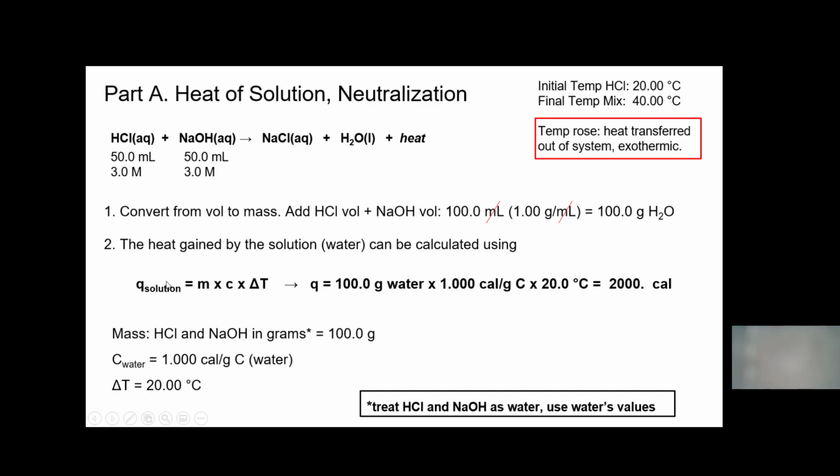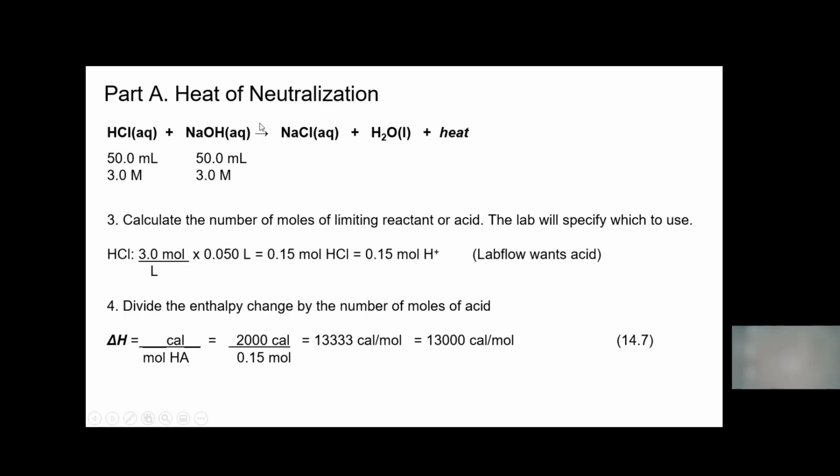Now I'm going to plug in Q. So Q has 100 grams of water, my specific heat of water, and the temperature difference. It's giving me 2,000 calories. And this is my information that I used here. But we're not done. We need enthalpy. So now we're going to take 3.